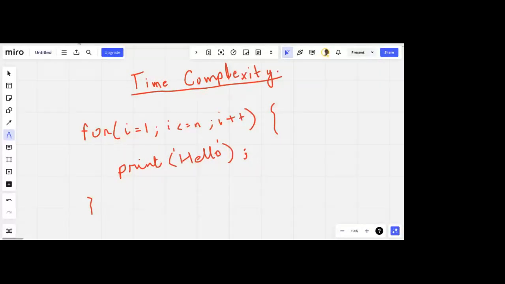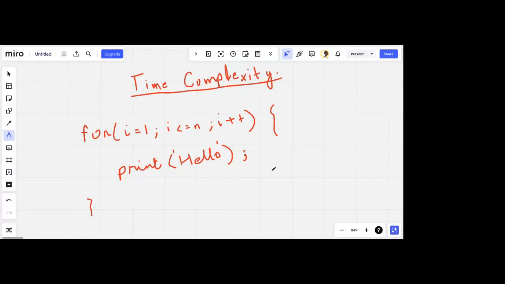So how many times will this hello be printed? Everyone is saying n times. I hope everyone agrees. Anyone who is not able to understand why this will be printed n times, just message me in the chat. But just see this: I equal to 1, I less than or equal to n. Let's say n is equal to 10. When I equal to 1, hello will be printed. I equal to 2, hello will be printed. Up to I equal to 10, hello will be printed. Now when I becomes 11, this condition becomes false, and hello will not be printed. So this loop prints 10 times. I hope everyone agrees with this.